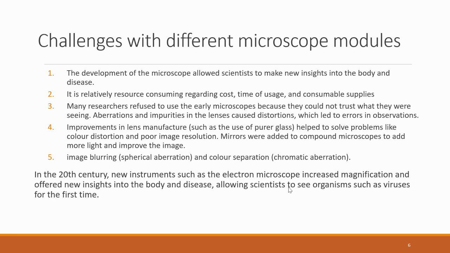Also, with improvements in lens manufacture, like more pure glass, we can get rid of color distortion and poor image resolution. Mirrors also can be helpful in this case. There is image blurring because of spherical aberration and color separation because of chromatic aberration. And also in the 20th century, the electron microscope came along, which increased the magnification and offered new insight into the study of the body and disease.